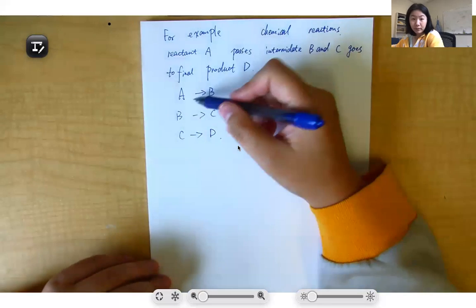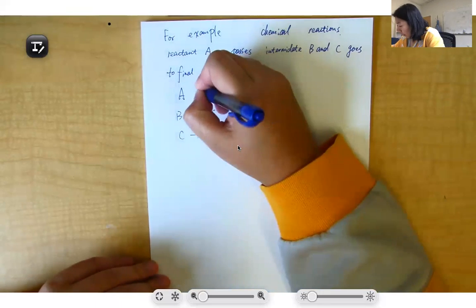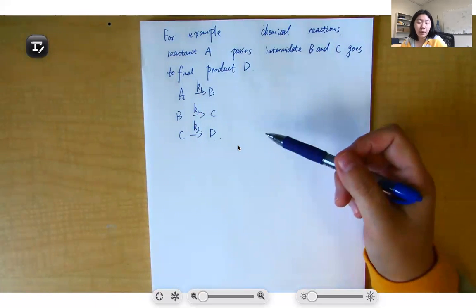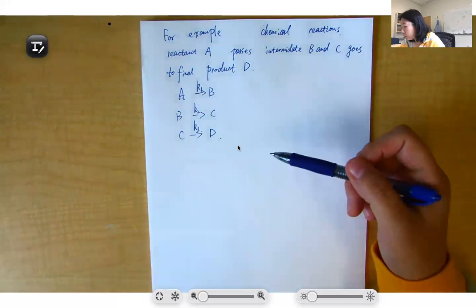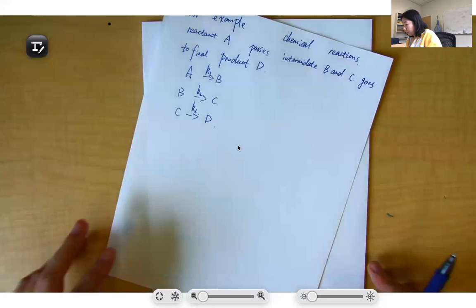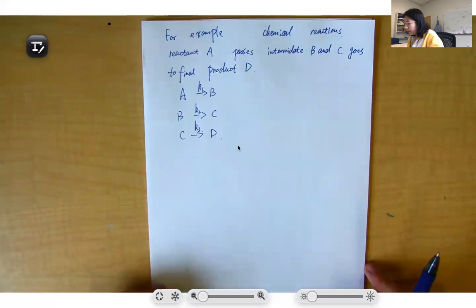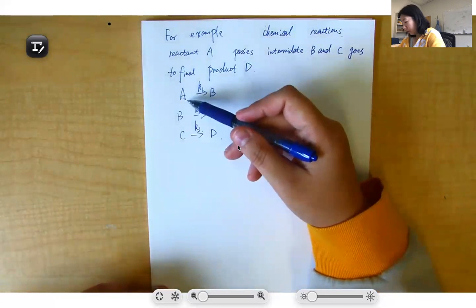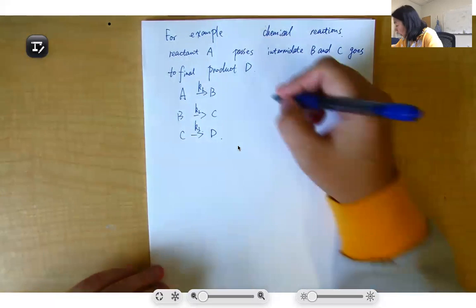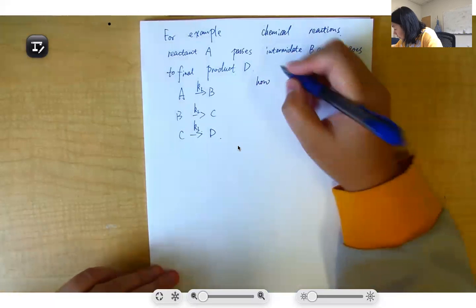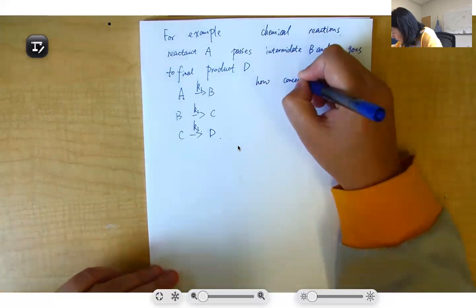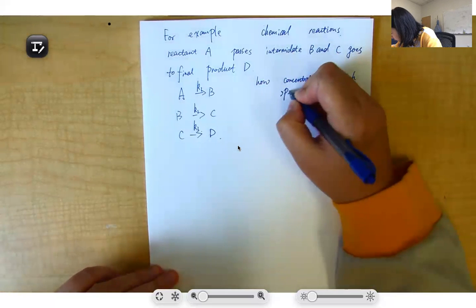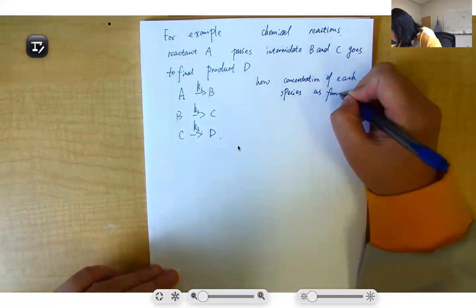For each reaction, it has its own reaction rate, k1, k2, k3. And you can think of this as an irreversible reaction, but usually in chemical reactions, they can be reversible, so they can go back. But let's just make a simple case. Then how do you write the kinetics of the concentration of A as a function of time, or how do you write the concentration of each species as a function of time?